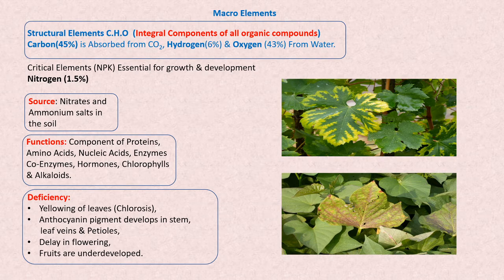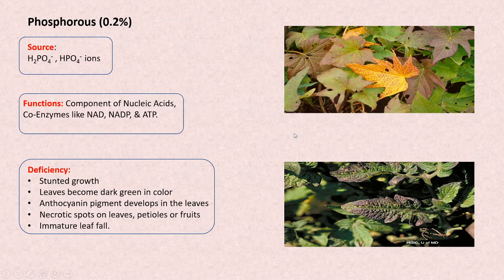Okay, and plants supplied with excess nitrogen show dark green succulent leaves, weak stems, and vigorous vegetative growth. This is regarding nitrogen source, functions, and deficiency. The next one is phosphorus.